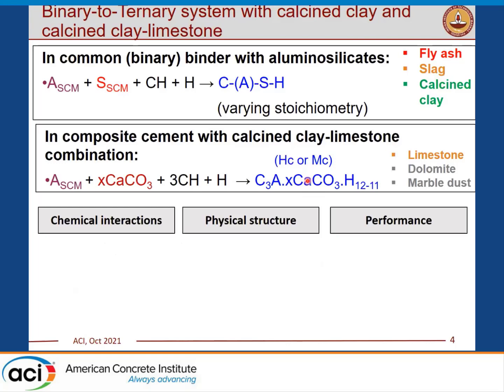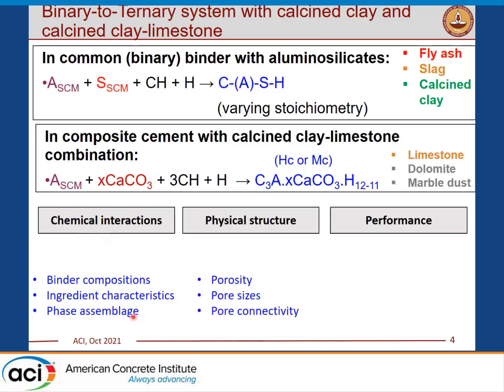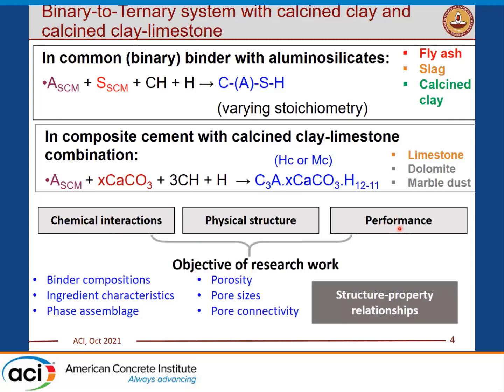So we try to look at it in three schemes of work. Try to look at chemical interaction in terms of binder composition, ingredient characteristics, understanding the kind of impact it has on phase assemblage, characterize the physical structure in terms of porosity, pore sizes, and pore connectivities, and try to link it up to explain performance in terms of transport properties, so we can establish structure property relationships in this material, so that when we start accommodating a wide range of different resources, we need not go through the entire scheme of work for all the materials.